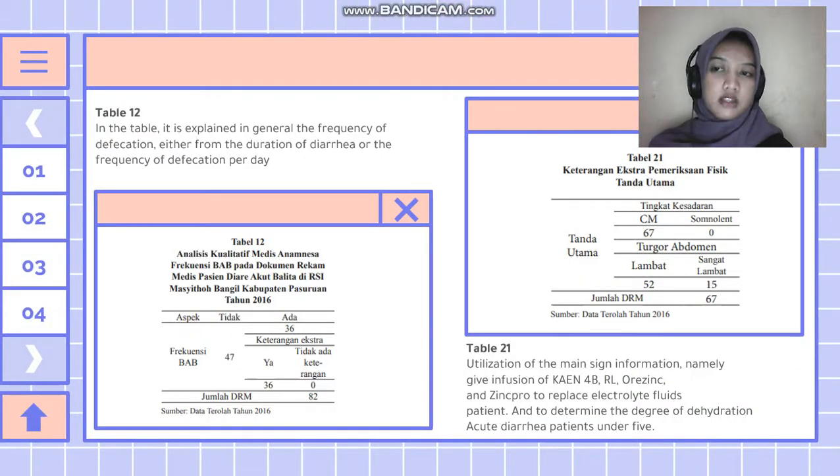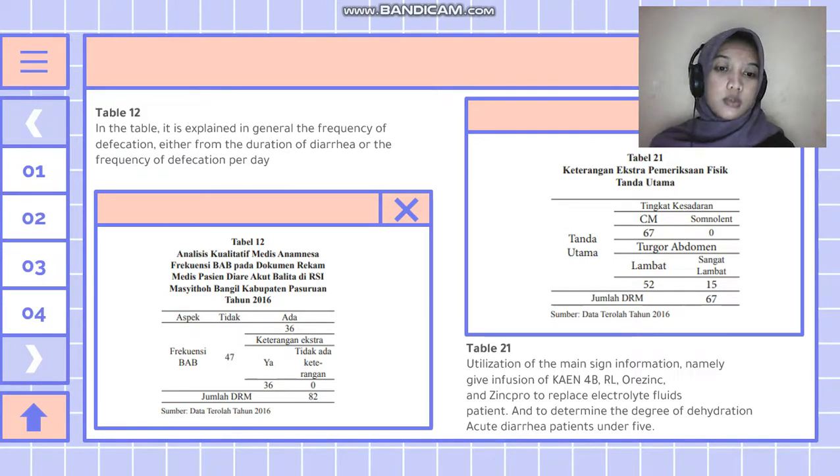So we immediately move to Table 12, because Tables 7 to 11 just explain the written errors. This table explains in general the frequency of duplication, either from the duration of diarrhea or the frequency of duplication per day.